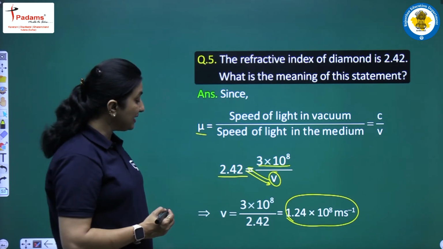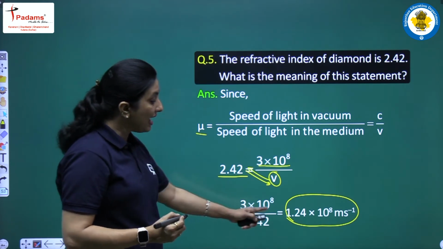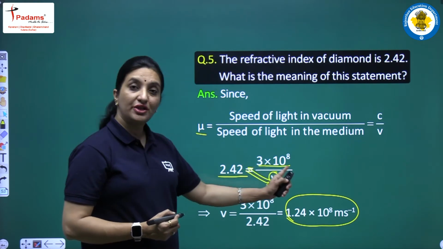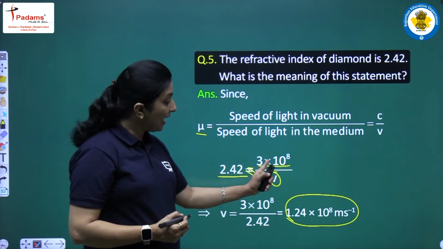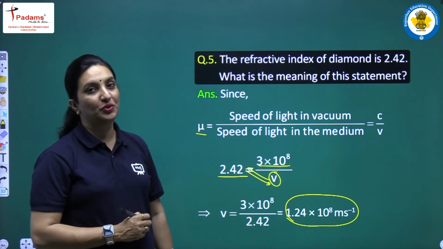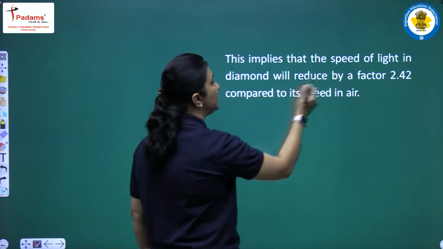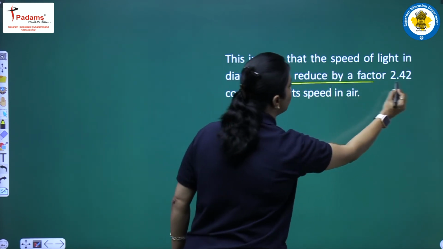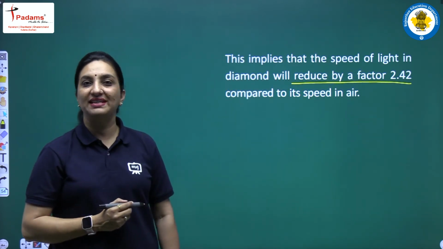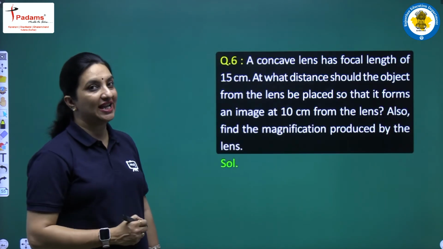So what we see is that the speed of light in the medium, that is diamond, has reduced. So the speed of light in air was 3 into 10 to the power 8 meters per second, and it is reduced by a factor of 2.42. So the answer will be that this implies that the speed of light in diamond will reduce by a factor of 2.42 compared to its speed in air or vacuum. Let's see the next problem.